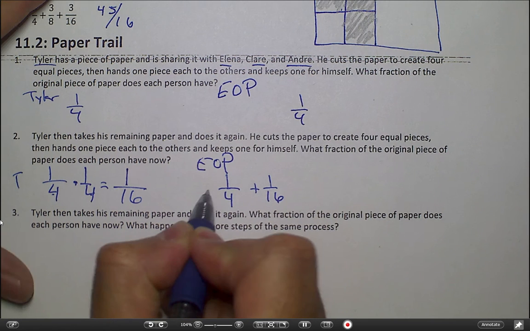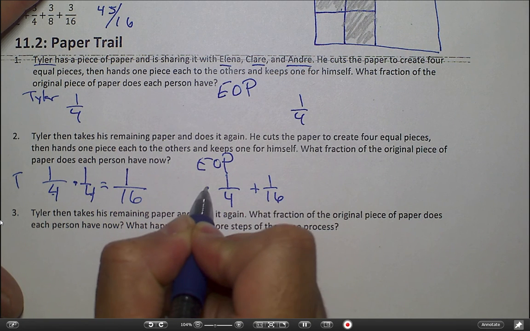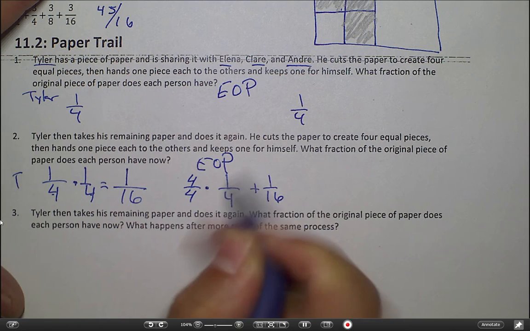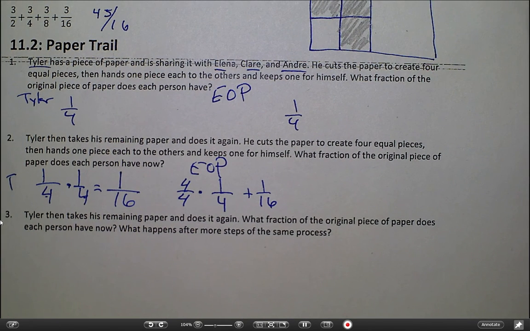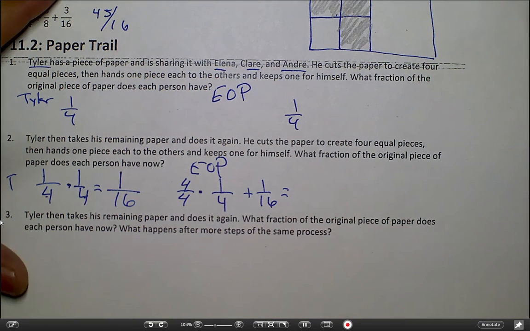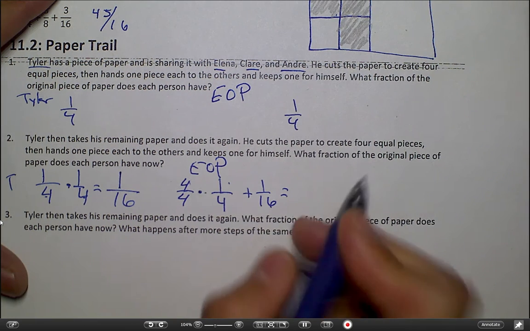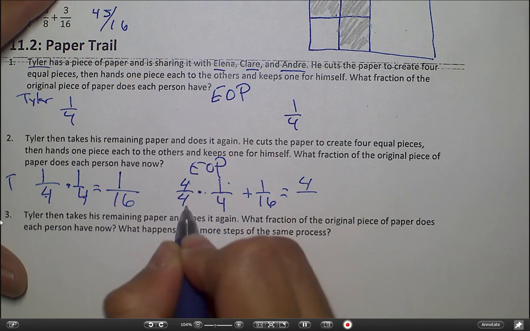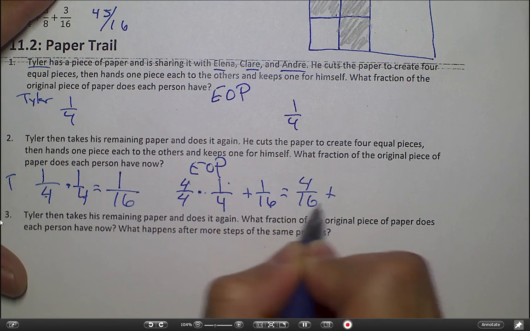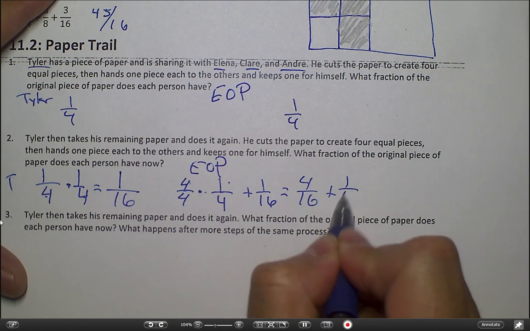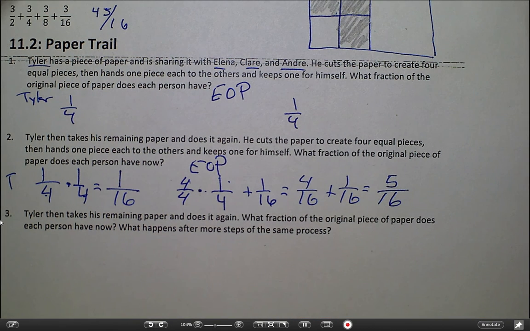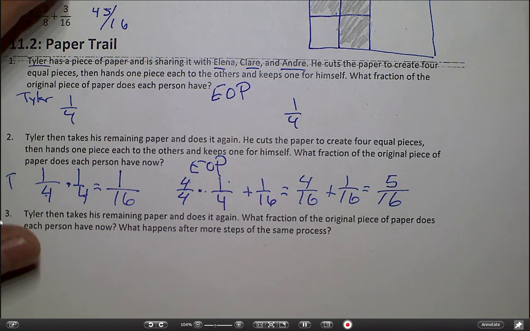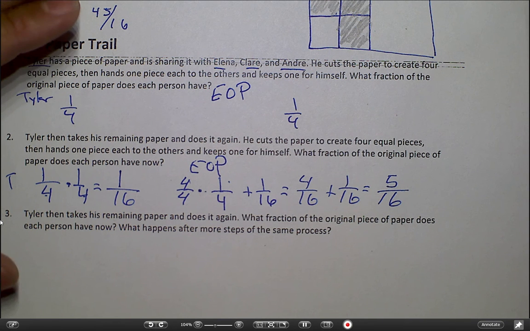So I multiply this one by a value of 1, which is going to be 4 over 4, because 4 divided by 4 is 1. Anything times 1 is itself. So now order of operations says I do multiplication first. 4 times 1 is 4 times 4, plus 1 over 16. 5 over 16. Very good, right? That's just super, isn't it?